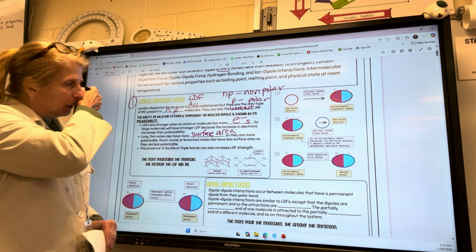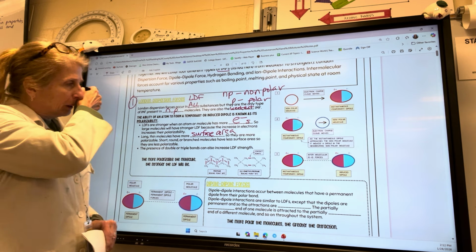Okay, so number two is dipole. So those were non-polar molecules. So now you got one polar molecule and you got another polar molecule, and the negative side of one will be attracted to the positive side of the other one.